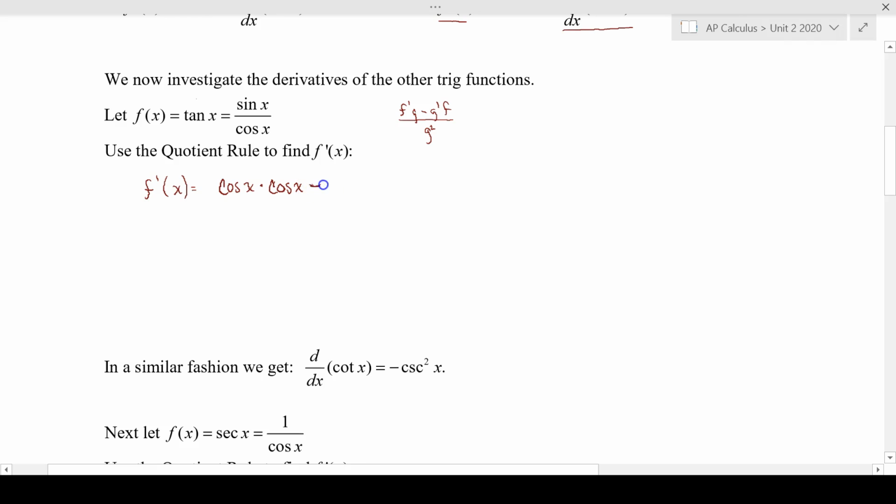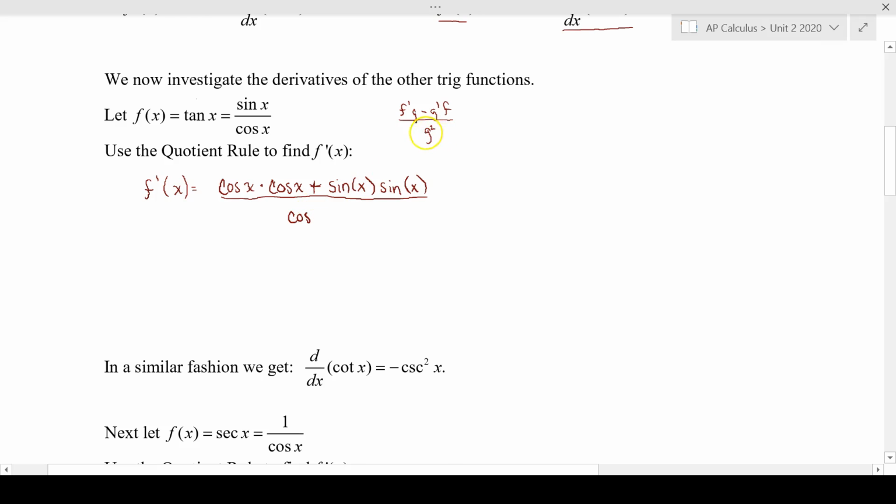minus g'f, the derivative of the bottom one. Well, the derivative of cosine is negative sine, so we're just going to have to change the symbol there and write sine x. And then f, the top function, is just sine x. All right, so I hope you're pretty happy about that numerator. I know I am. The reason I'm happy about that numerator is because it's cosine squared plus sine squared.